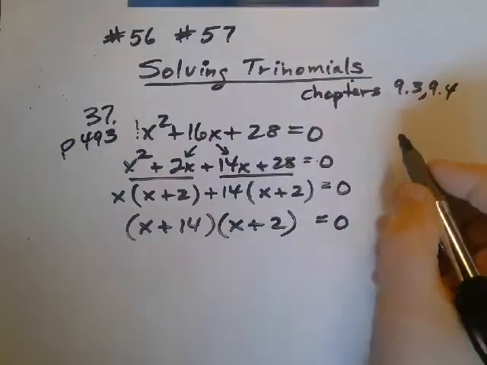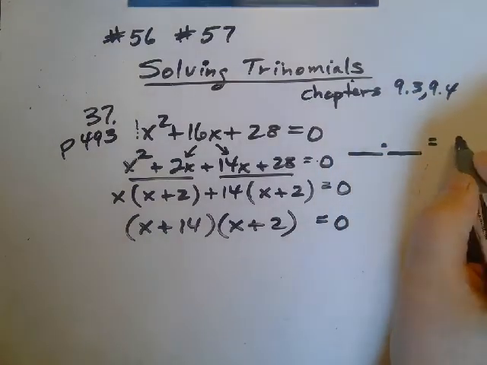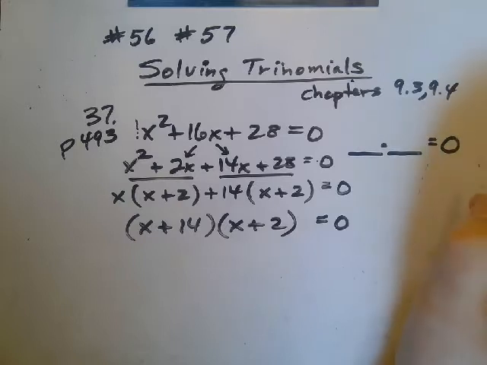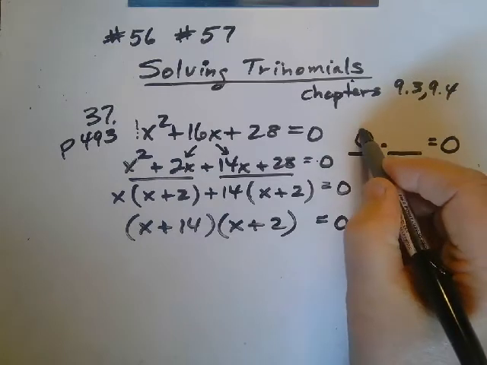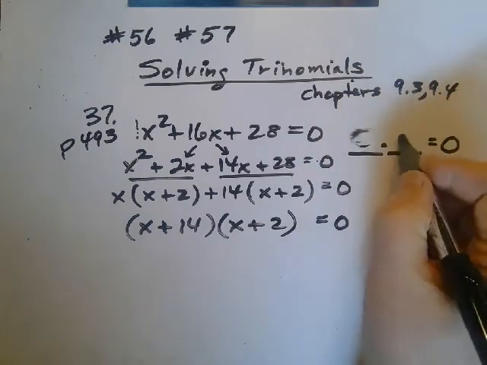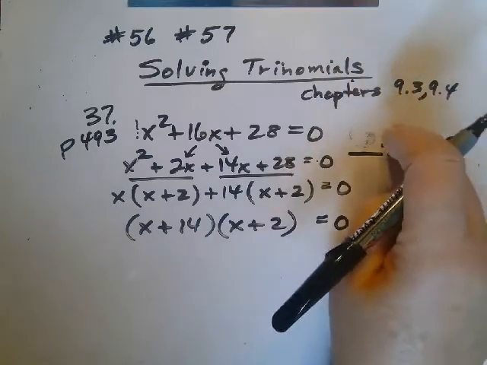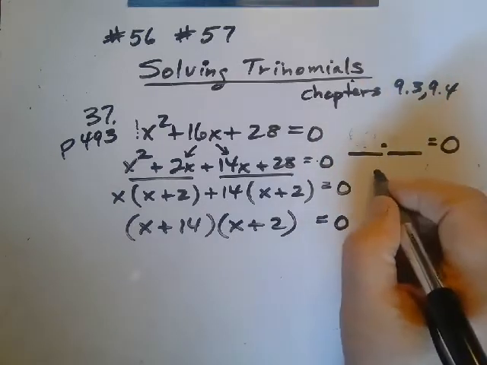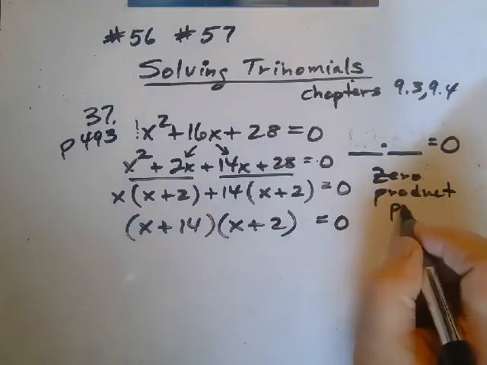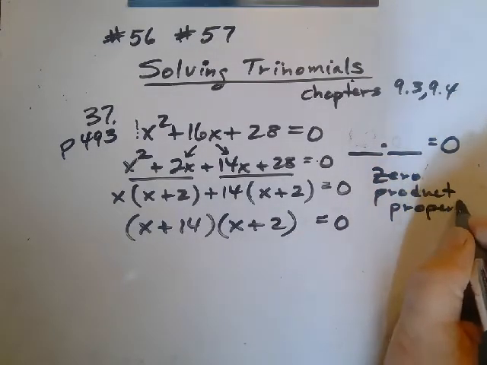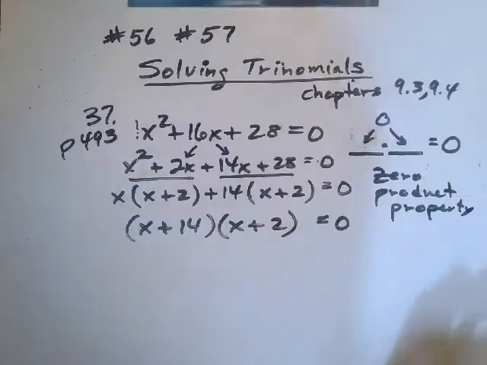Now, isn't it true that if you multiply two things together, I'll just put blanks there for now, and their product is 0, that you know that one of these two must be 0? Either this is 0, or this is 0, or in fact they both could be 0. They could both be 0, but one of them has to be 0. This is called the zero product property, where it says that one of these must be 0.